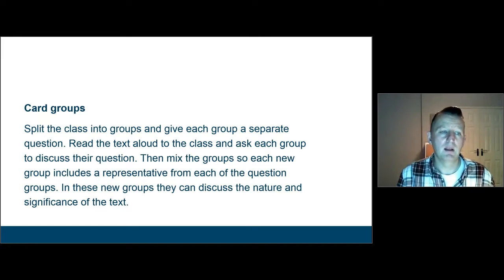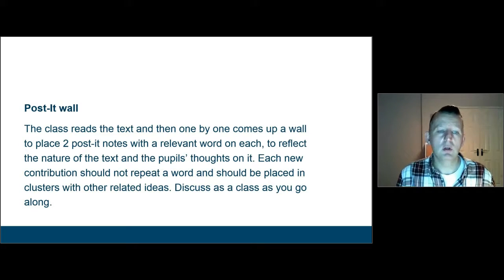Or you can have a post-it wall where the class reads the text, and then one by one pupils come up to the wall to place their post-it notes with a relevant word on each to reflect the nature of the text and the pupil's response. Each new contribution is not allowed to repeat a word that's already been placed. And then this is an important additional layer. The students have to cluster their post-its so that all the ones with related ideas are joined together. And then you discuss this and the way in which they're being clustered as you go along.